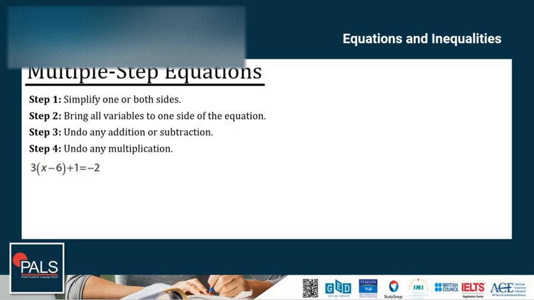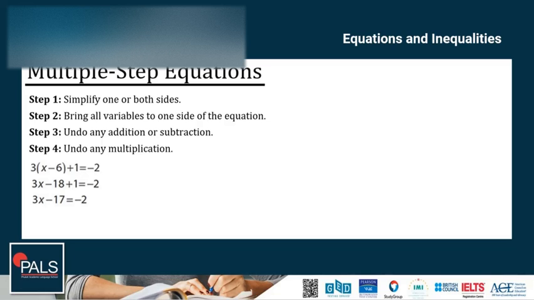3 times (x minus 6) plus 1 is equal to negative 2. So solve for x. Before you can move terms, you need to simplify the left side using the distributive property. So we can multiply 3 times x, which is 3x, and 3 times negative 6 is negative 18, plus 1 is equal to negative 2. Then simplify, we have 3x minus 17 is equal to negative 2.